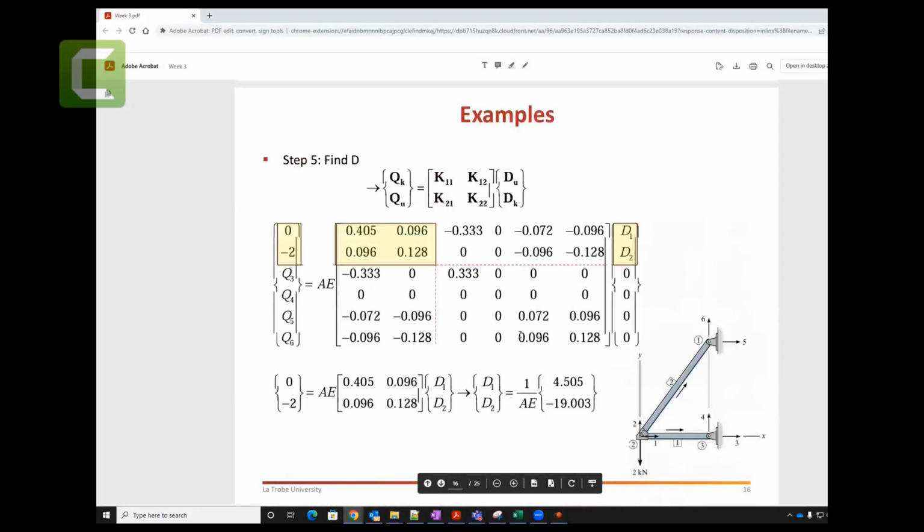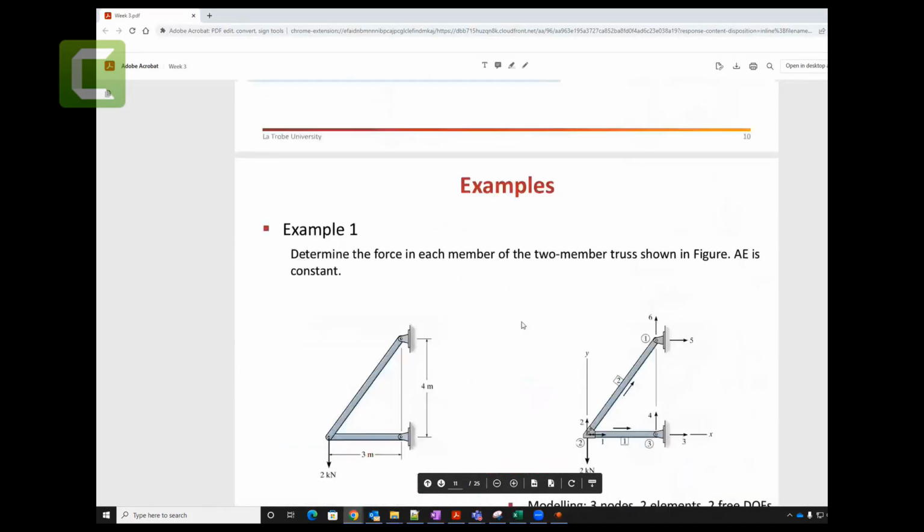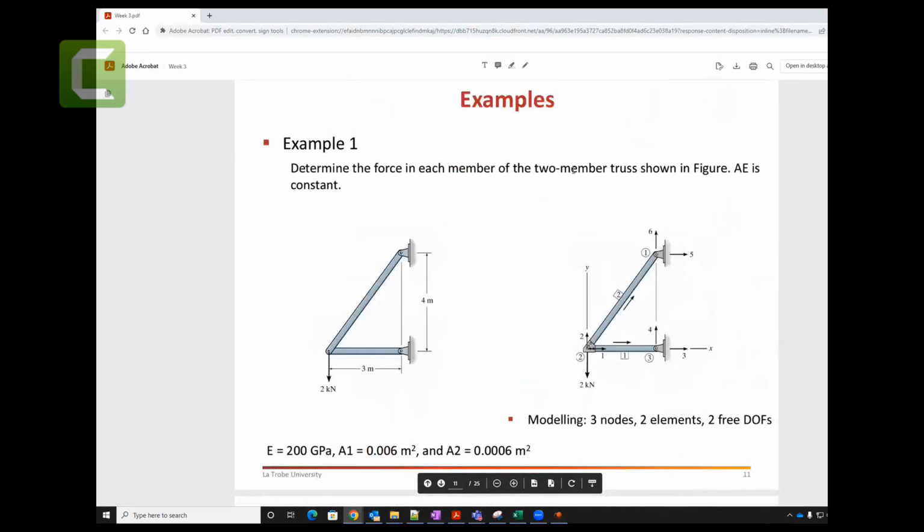Okay, now you remember that we did these examples. Let me show you those examples here. Basically, this example: determining the force in each member of the two-member trusses shown in the figure. We calculated the displacement, the reaction force, and the forces in the members. We can do everything in the Space Gass software with you, and we can verify our answers with the software.